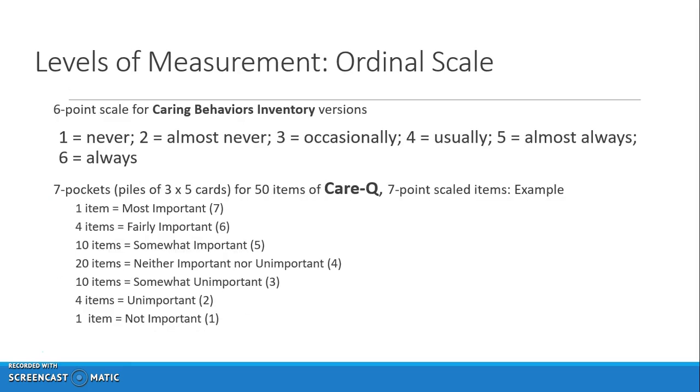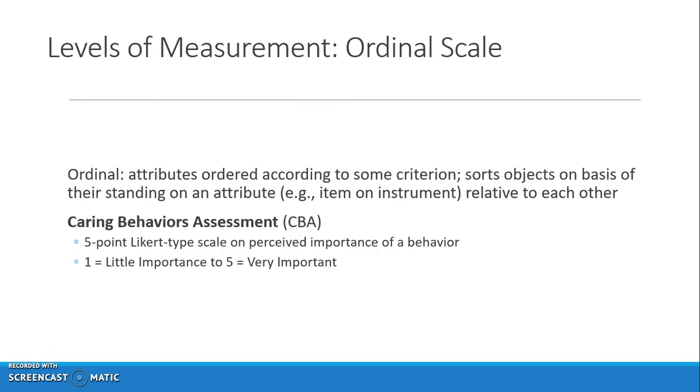And then here are some examples from the Caring Behaviors Inventory, which is a 6-point scale, from 1 never to 6 always. Also here's an example from the Care-Q instrument by Larson, where it's a 7-point scale, and you have these piles of 3x5 cards where the participants sort them into piles. And in this case, there are 7 piles or 7 pockets, remembering that this is ordinal level data.